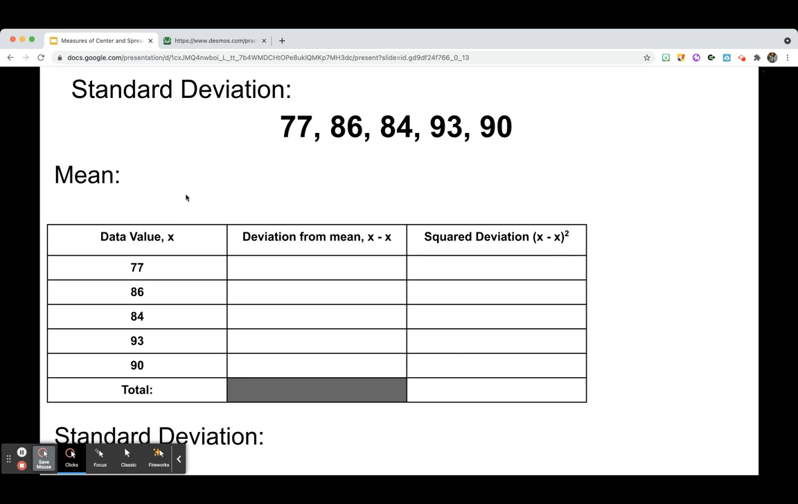Okay, so first let's calculate this mean. So I need to do 77 plus 86 plus 84 plus 93 plus 90 and divide that. So again, calculating my mean, I take 77 plus 86 plus 84 plus 93 plus 90, and I divide that by the amount of numbers there are. 1, 2, 3, 4, 5. So let's divide that by 5. And let's go ahead and go into decimals here.